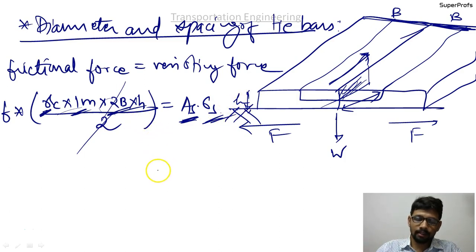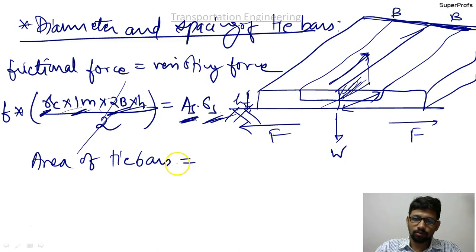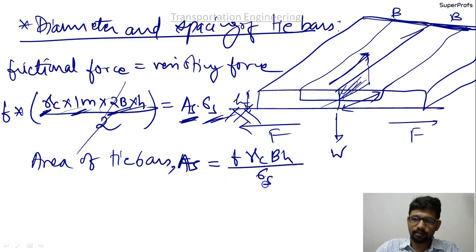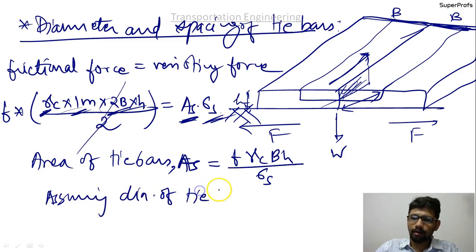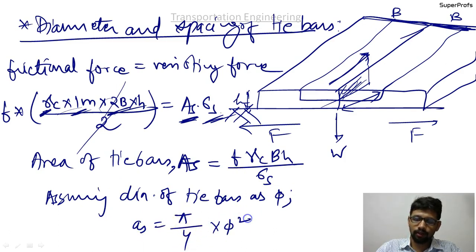So area of bars is equal to area of tie bars. A suffix S is equal to F gamma C B H upon sigma S, and assuming the diameter of tie bars as phi, the As will be given as, that is the area of cross section of each bar, pi by 4 into phi square.